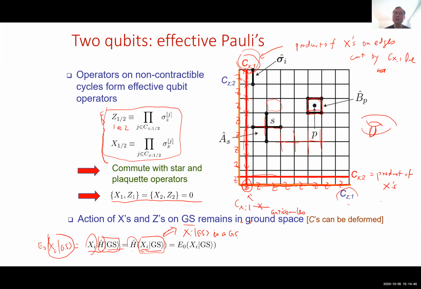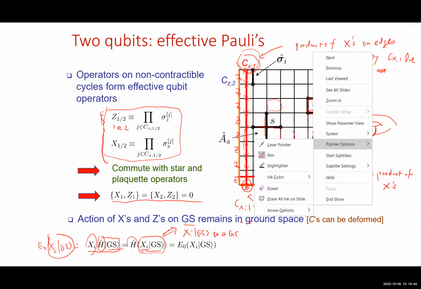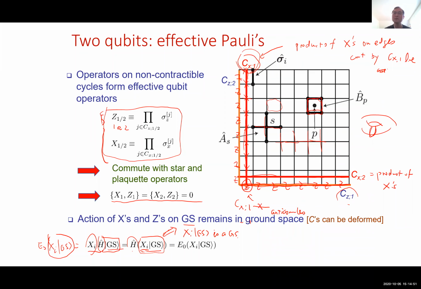Okay, it's hard to change color. I thought there was a color below. Where? Oh yeah, in color. Yeah, but thanks. Let me change to blue.